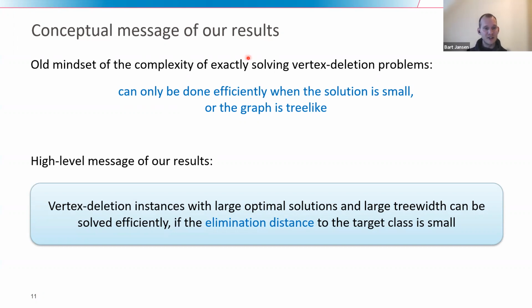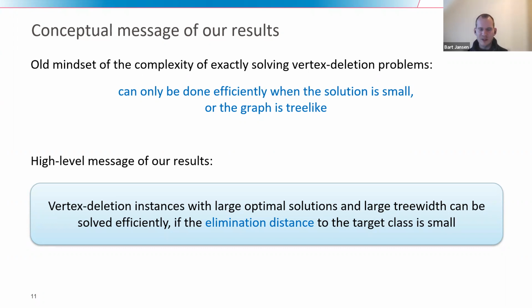So whenever you have an instance of a vertex deletion problem, that maybe has large optimal solutions, maybe also its tree width and tree depth values are large, as long as its elimination distance to a graph in the target family is small, then you can provably find an optimal solution quickly. So it's not just that we should think about easy inputs as ones that have small optimal solutions. Easy inputs are ones that have small elimination distance, and maybe the story doesn't even end there.